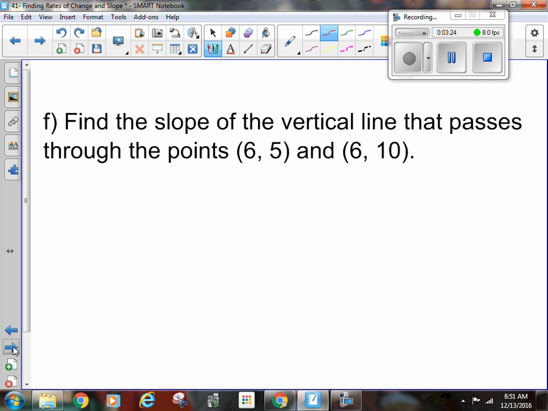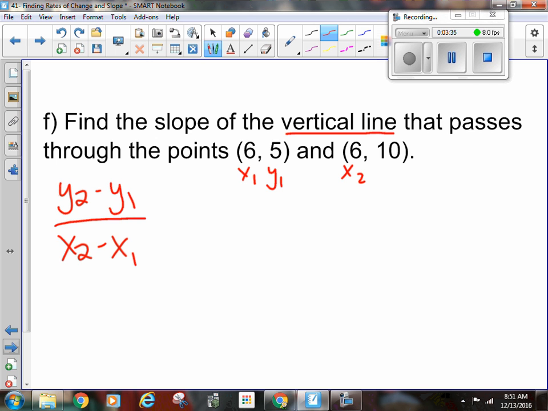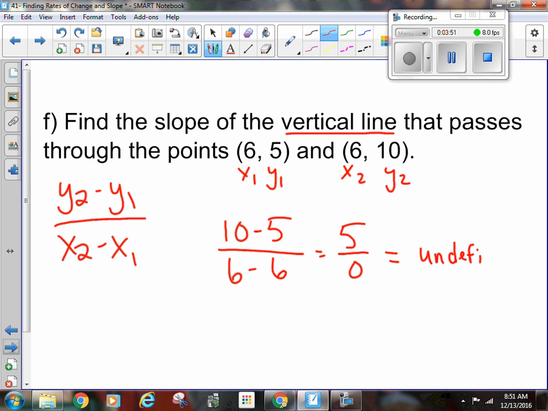Find the slope of the vertical line that passes through the points. Again, my slope formula is here. Make sure you memorize that. x1, y1, x2, y2. All right, so we have 10 minus 5 over 6 minus 6. So we get 5 over 0. Anything divided by 0 can't occur. You'll get an error on your calculator. So this is undefined. And vertical lines always have undefined slope.